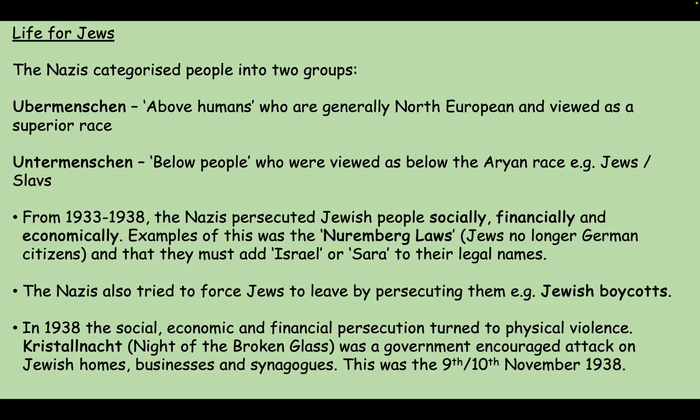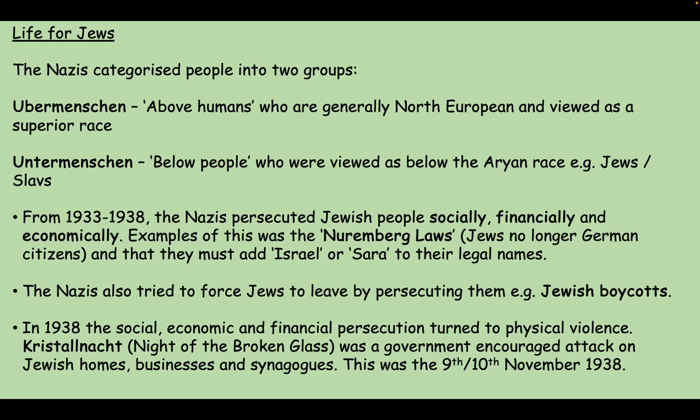The Nazis also tried to force Jews to leave the country in the 1930s. So they organised boycotts where people have to ignore Jewish businesses and not use them. They're trying to make life as difficult as possible for Jewish people in order to force them to leave Germany in the 1930s. Now, up to 1938, the persecution against Jewish people was social, economic, and political.